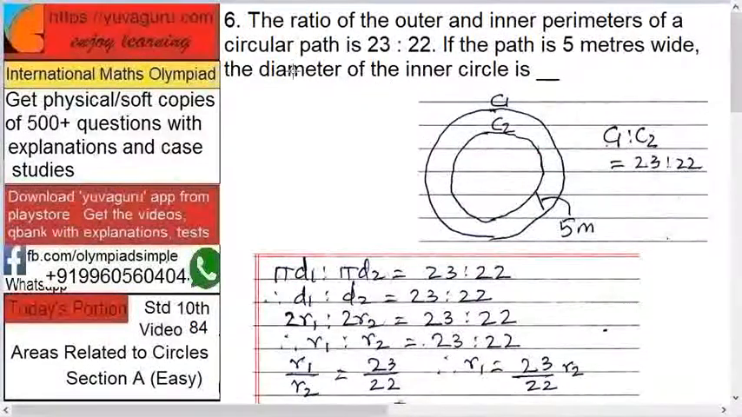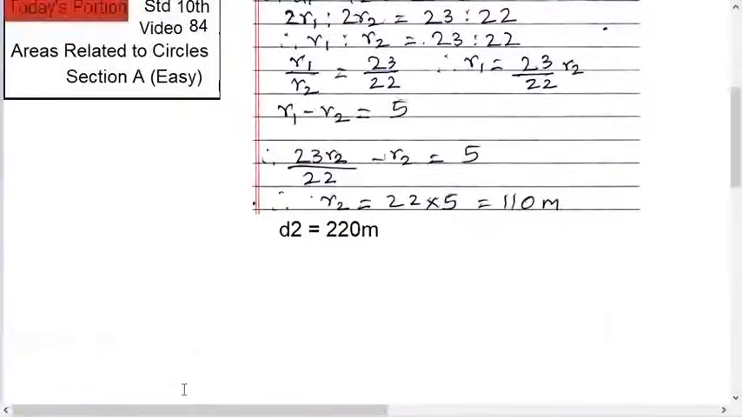But what we want is the diameter of the inner circle. So D2 equals 2 into r2, right? So D2, that is the inner circle diameter, equals 220 meters.